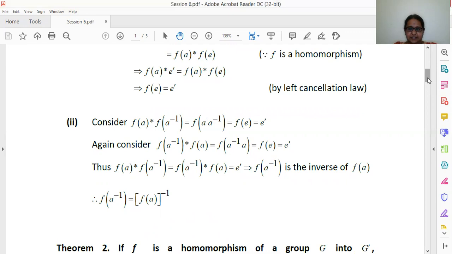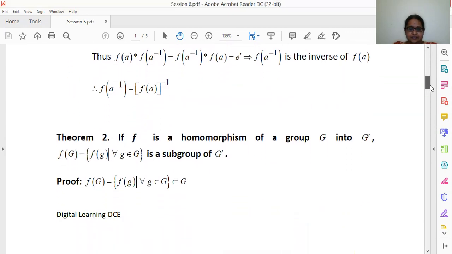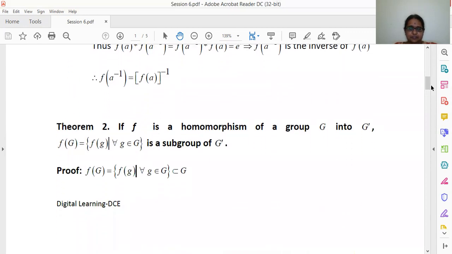Coming to the second property: if f is a homomorphism of a group G into G dash, then f of G, the set of all f of g for all g belonging to G, is a subgroup of G dash. So here what is given is f is a homomorphism from group G into G dash. Again the definition: f is a mapping from G to G dash, G having the binary operation dot and G dash having the operation star, then f of g1 dot g2 is equal to f of g1 star f of g2.